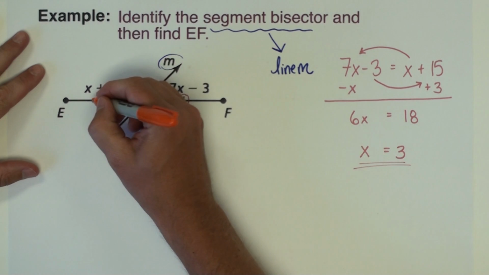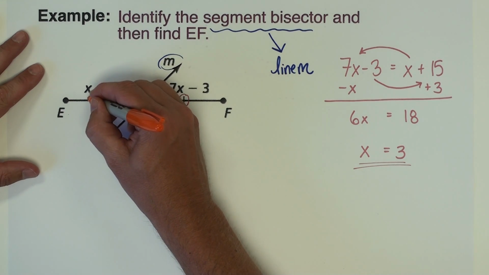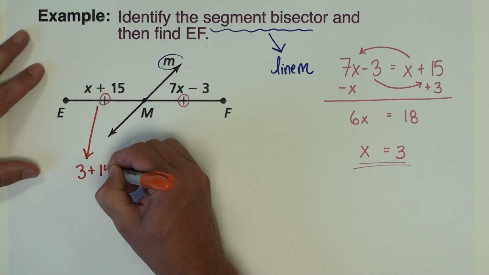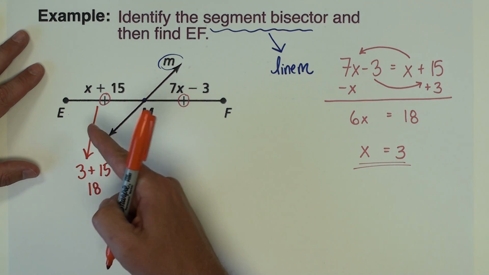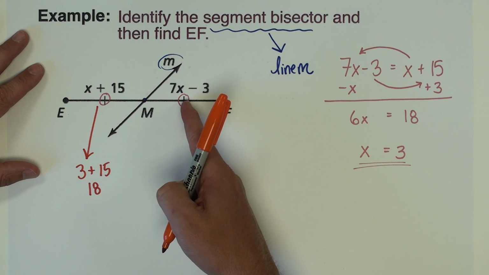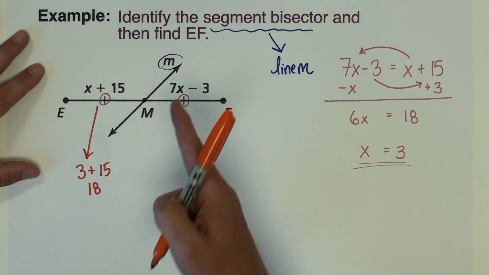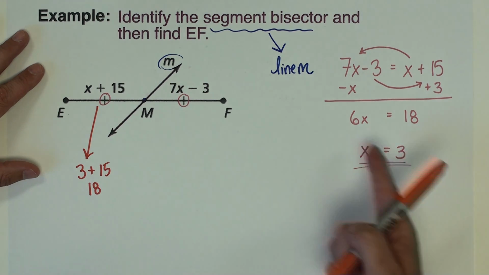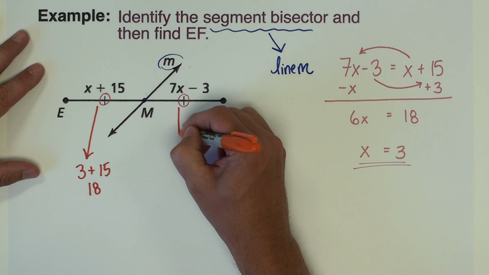So if x is 3, then this piece is 3 plus 15, which is 18. Now this piece over here should also be 18. I would not assume that it is because our math over here might have been wrong, but I would go ahead and plug this in here, make sure that it is.